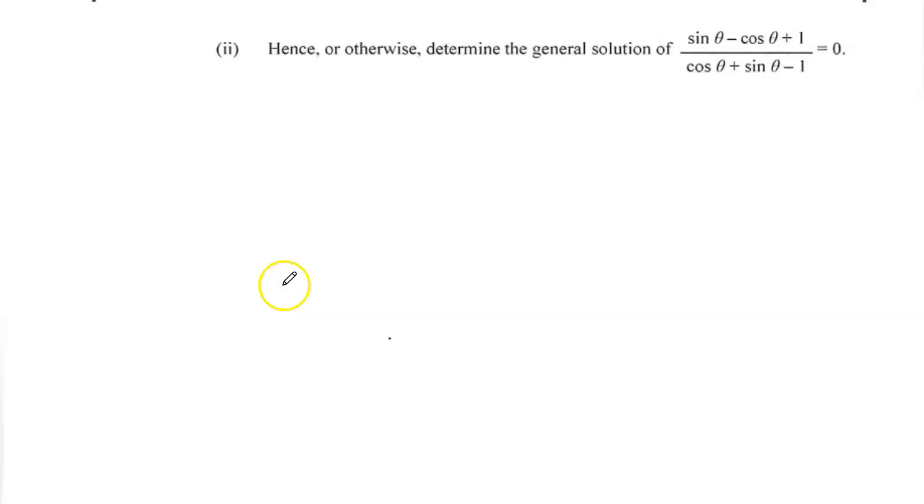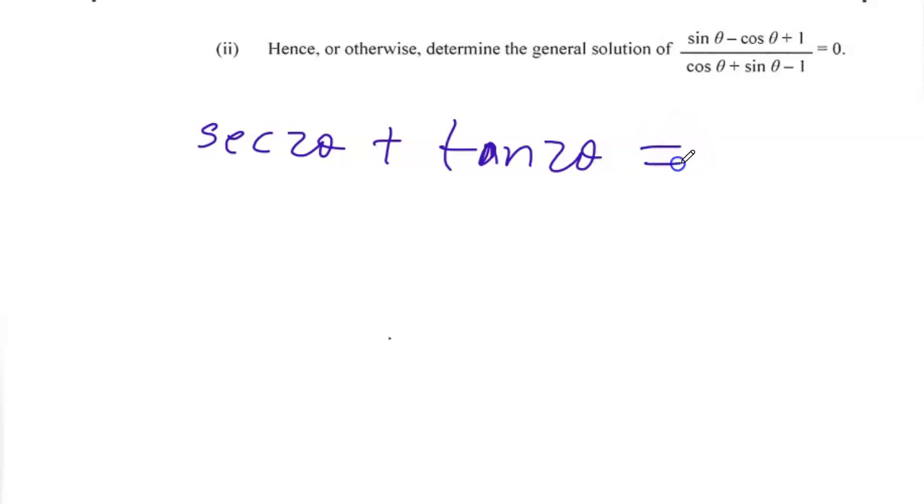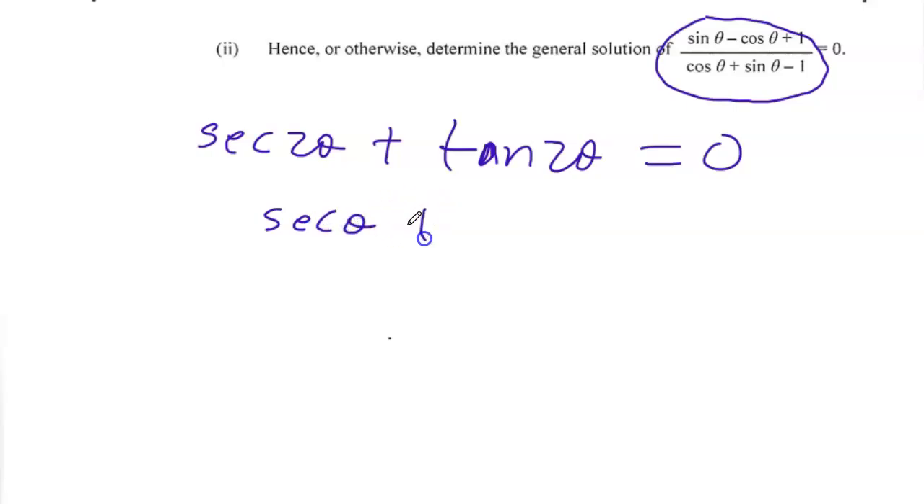Part B, hence or otherwise determine the general solution of this. Now remember, what you have on the left hand side here, we just proved that that is equal to sec 2 theta plus tan 2 theta. We just did that proof. So we can equate it to 0. Since all of this on the left hand side, we proved was equivalent to sec 2 theta plus tan 2 theta, we can easily make the angles be theta, as long as the angles are the same. That's the key thing.